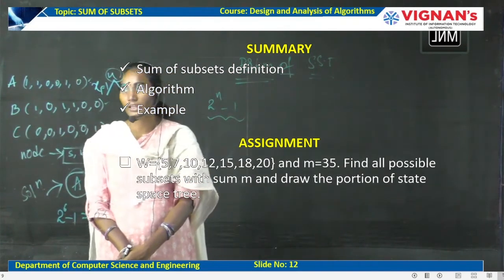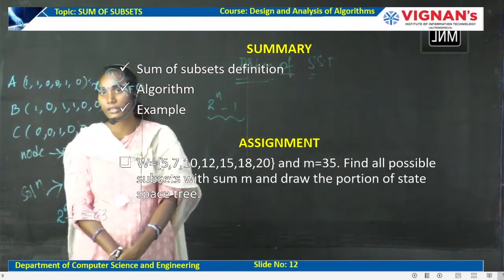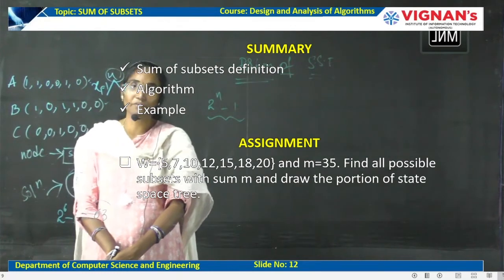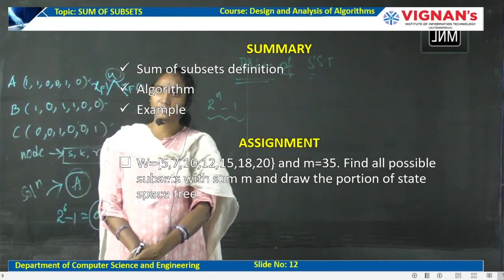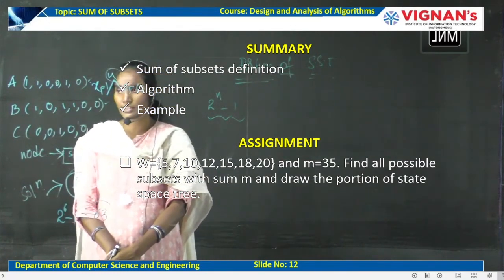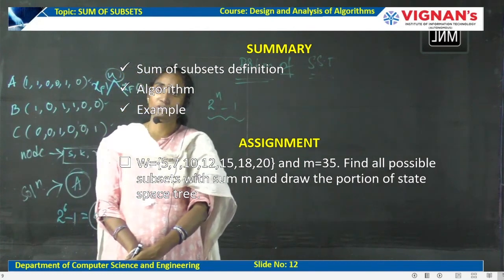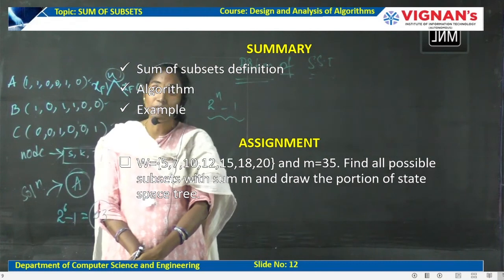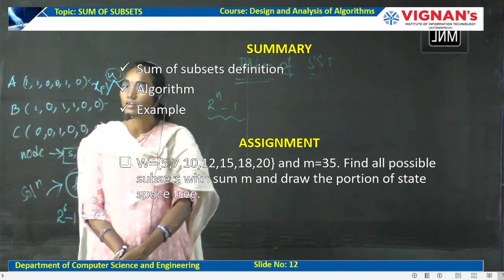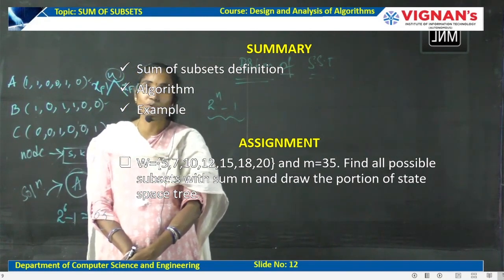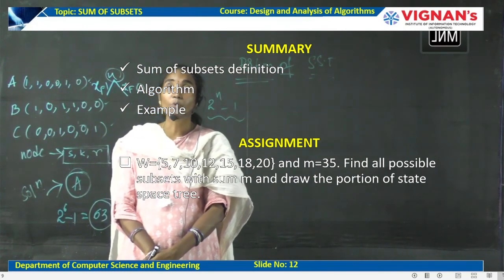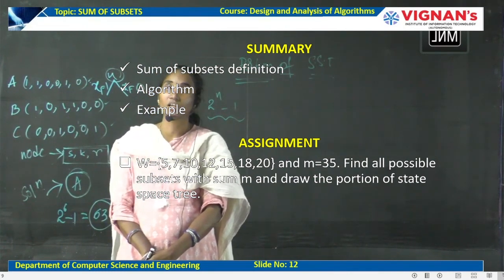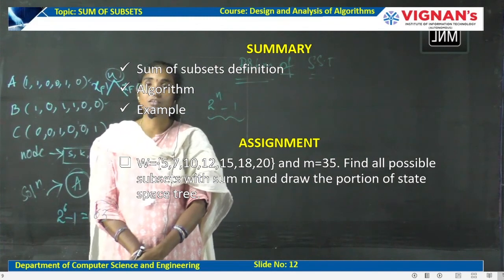My dear students, this is a small assignment given to you. Here there are some weights given to you, and a sum is also given, which is m equal to 35, and your task is to generate subsets for the given problem and also draw the portion of the state space tree which yields us the solutions.